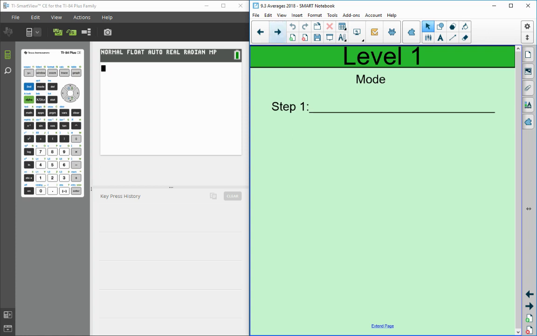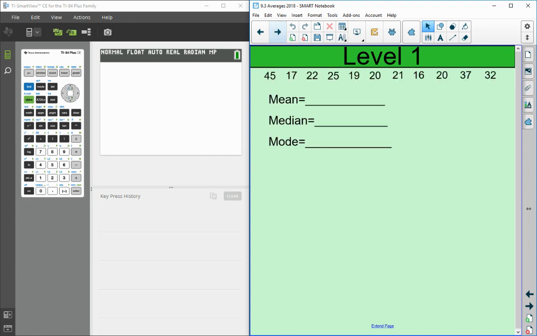The last thing that we're going to talk about is how to find the mode. The mode is the most common number. There can be more than one mode. There can be no mode. But if you have 3 modes or more, then we're just going to say that there isn't a mode, because it's really not going to be the most common number if you have 3 of them or 4 of them or 5 of them.